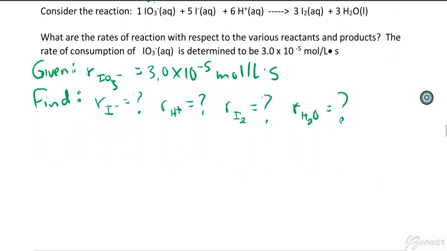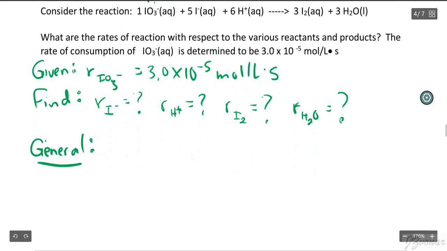Generally speaking, we can describe this reaction with the mole ratio as the following. We can say the rate of any one of the reactants or products is equal to the required moles, which we get from the balanced equation, what I'm looking for, over the given moles.